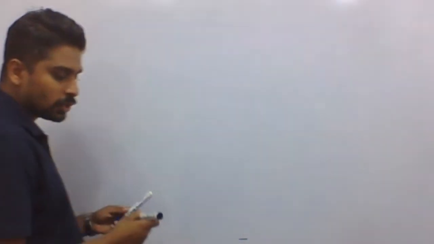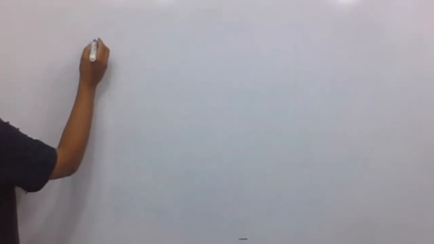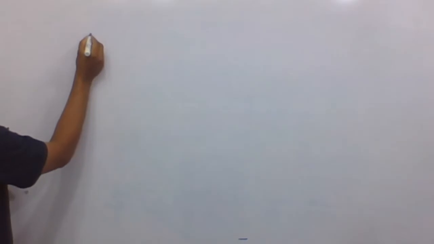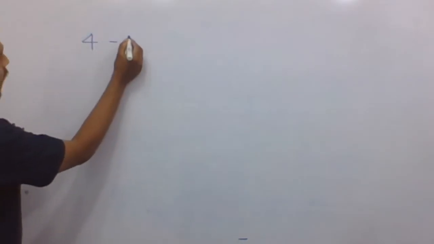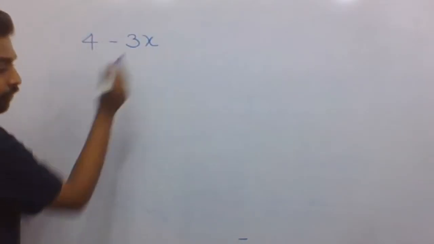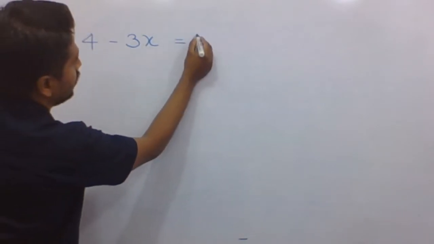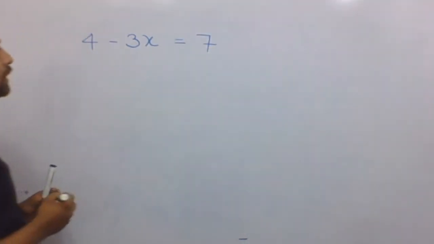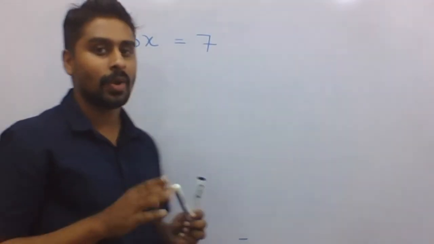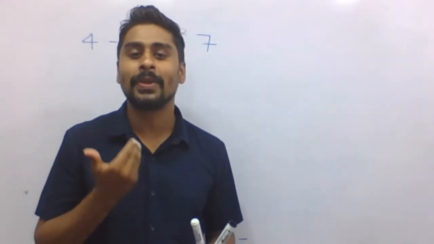Right. Next question. It is 4 minus 3x. The next question it is 4 minus 3x. 4 minus 3x equal to what? 7. Equal to 7. Okay. Now you can try. Now what you are doing? You are stop the video and now you are try to do by yourself.